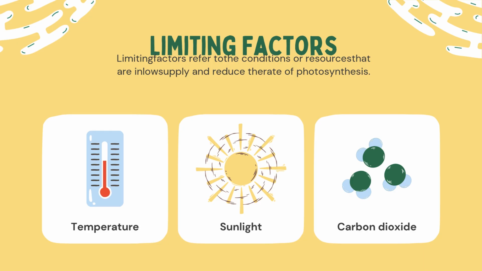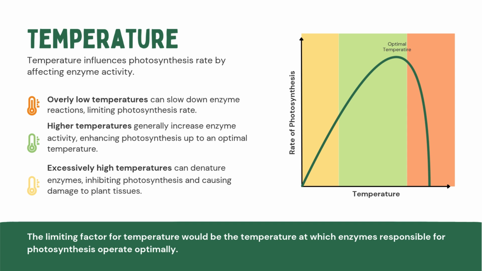There are some limiting factors that refer to the conditions or resources that are in low supply and reduce the rate of photosynthesis. Temperature. Temperature influences photosynthesis rate by affecting enzyme activity. Overly low temperatures can slow down enzyme reactions, limiting photosynthesis rate.